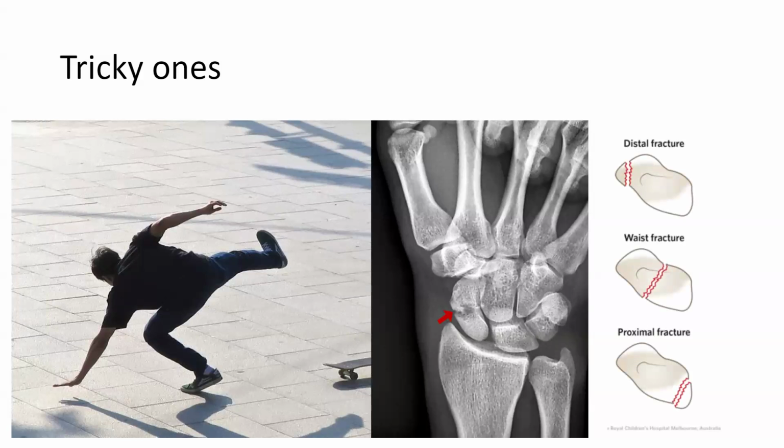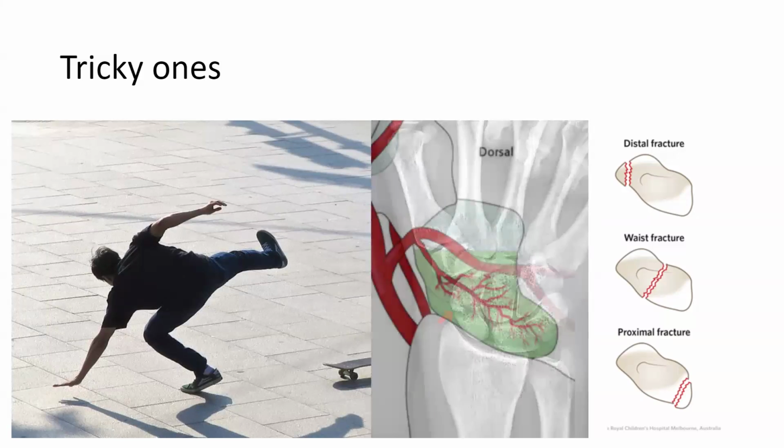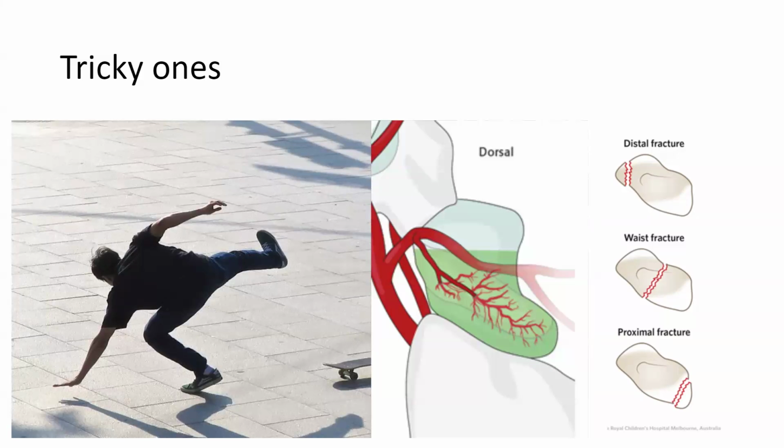Now, where you have your fracture in the scaphoid does matter. So you can see here the broad ways that we categorize them is as either a distal fracture, a waist fracture, or a proximal fracture of the scaphoid. And that matters to us because your non-union rate changes depending on where your fracture is.